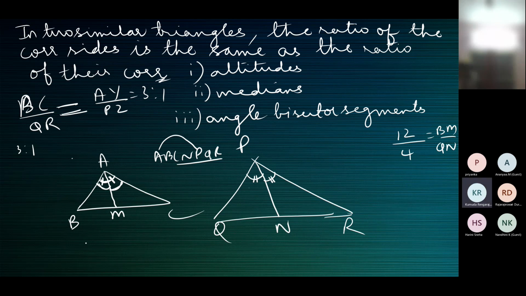So again, the ratio of the corresponding sides, you can take, say, AC by PR also, is equal to the ratio of the corresponding angle bisector segments, AM by PN. So these results you must remember. You might get some numericals based on these results. Is it clear, children? It's on the angle bisector only.